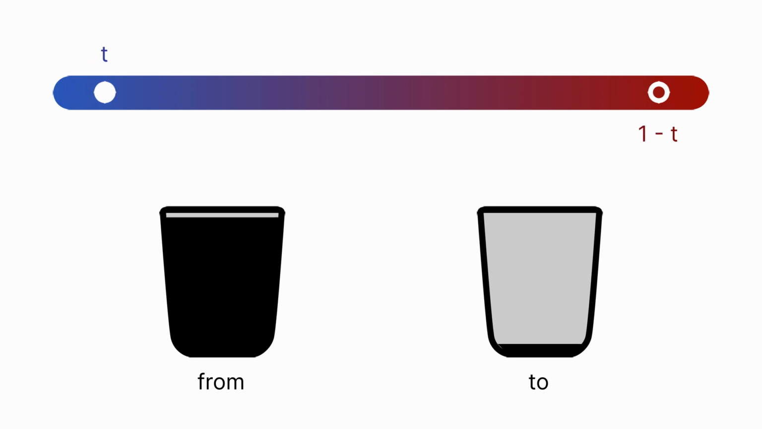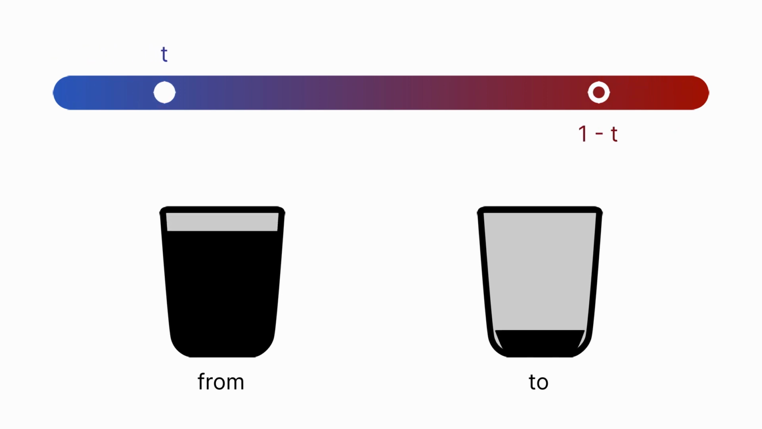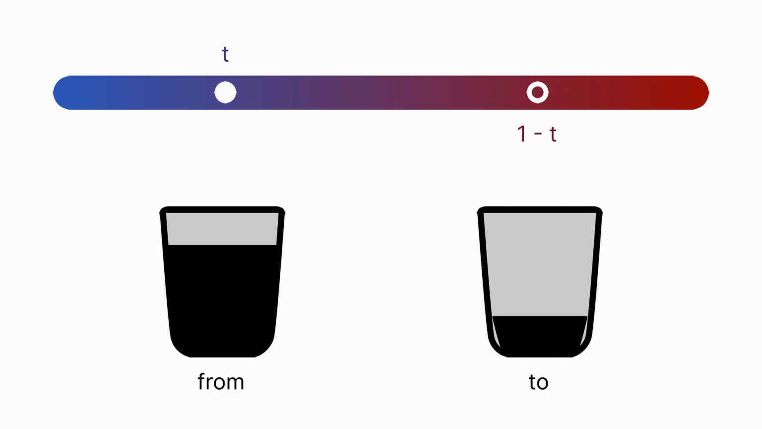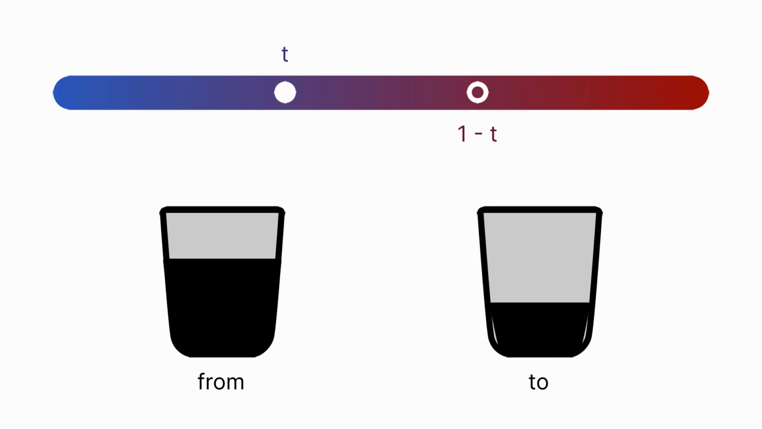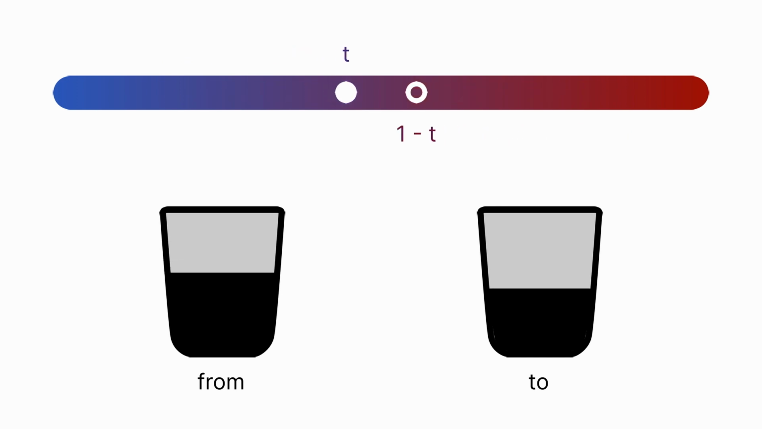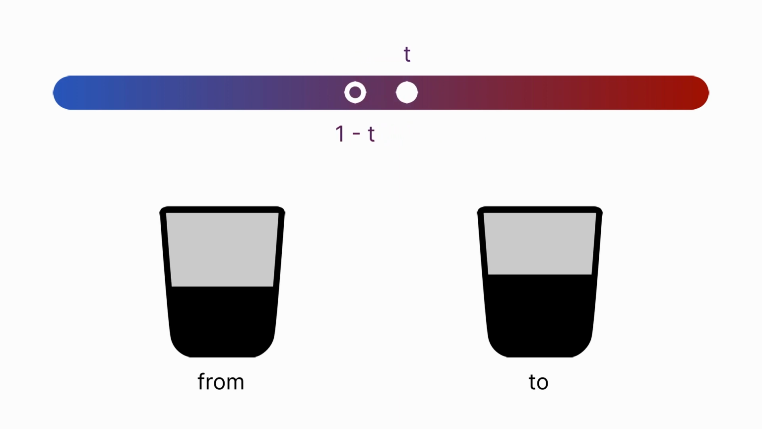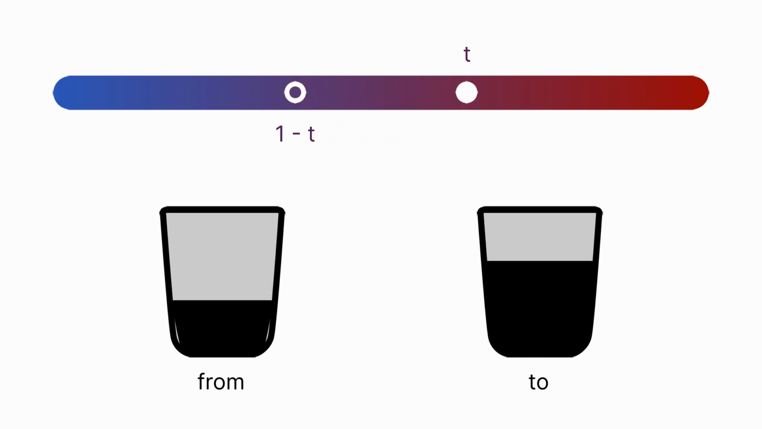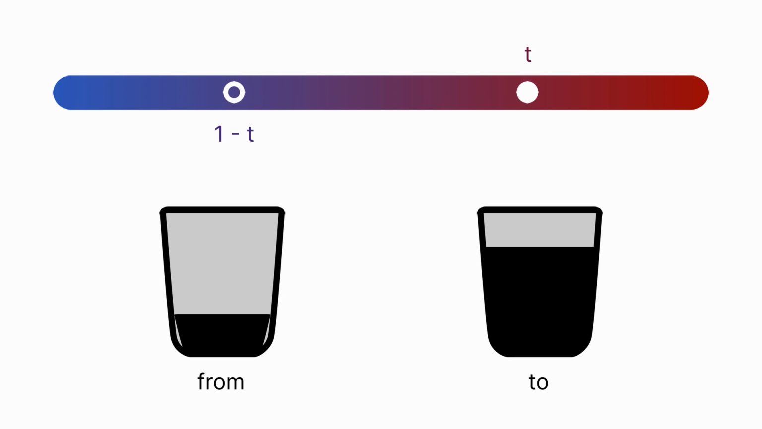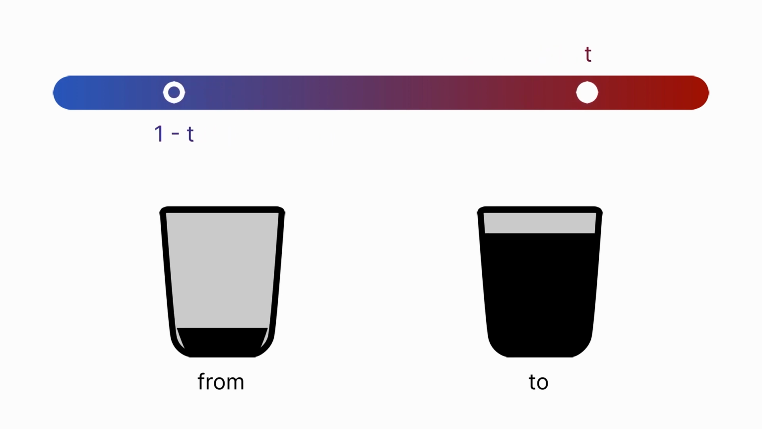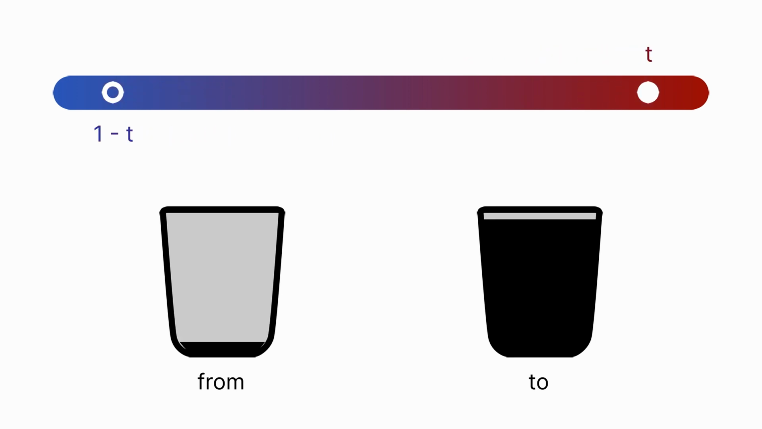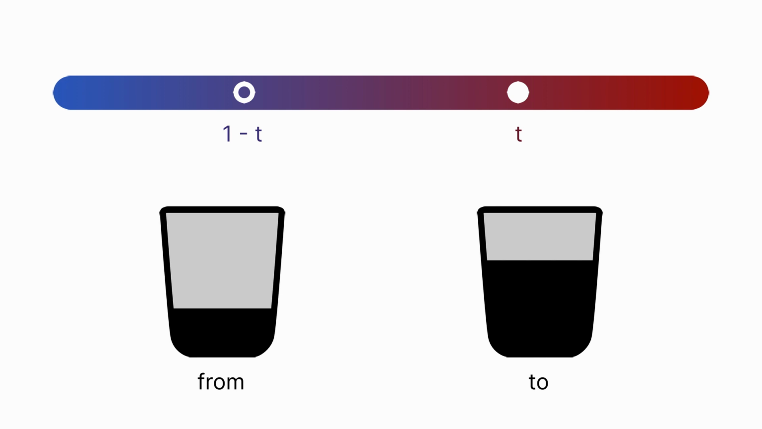Then as time goes by, the t value starts to increase, and so it's like you start pouring water to the second glass, the to glass. And notice how the total quantity of the water stays exactly the same all throughout the process. So you don't add or remove any, it's just about moving it from one glass to another. And at any point in the process, you can say that you have a portion of your water in the first glass and the rest in the second glass.